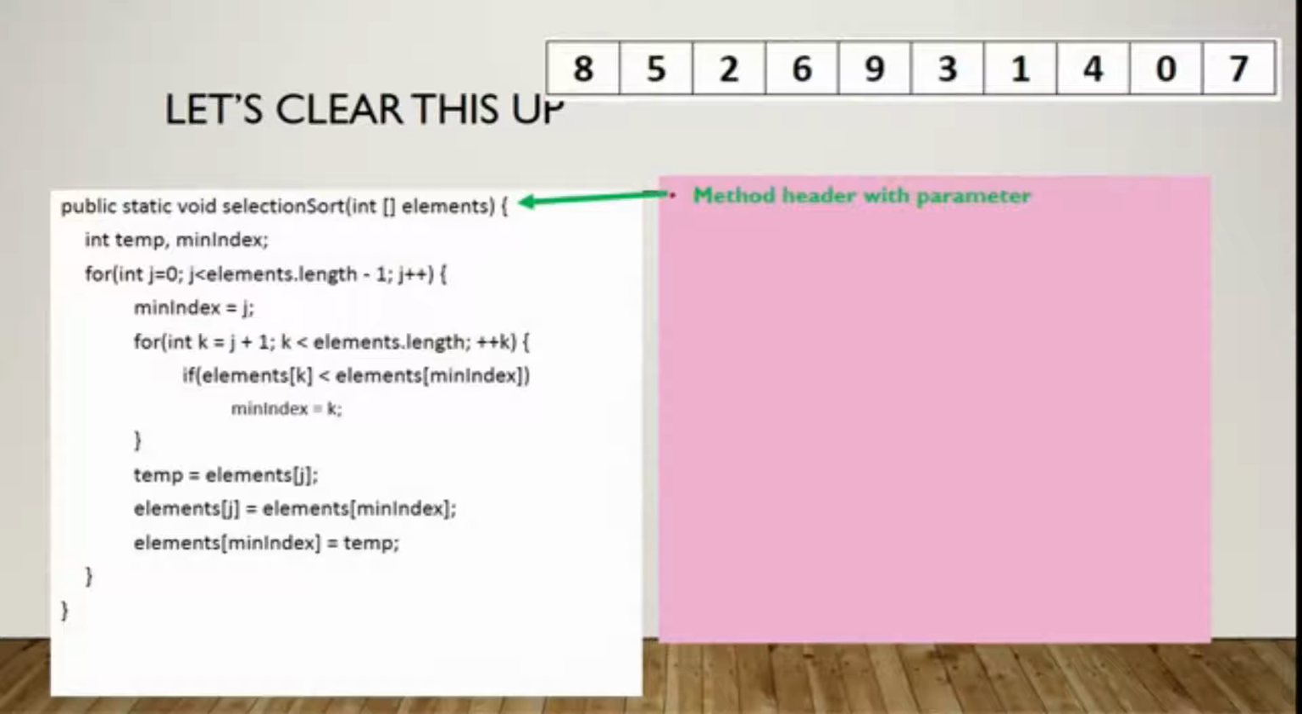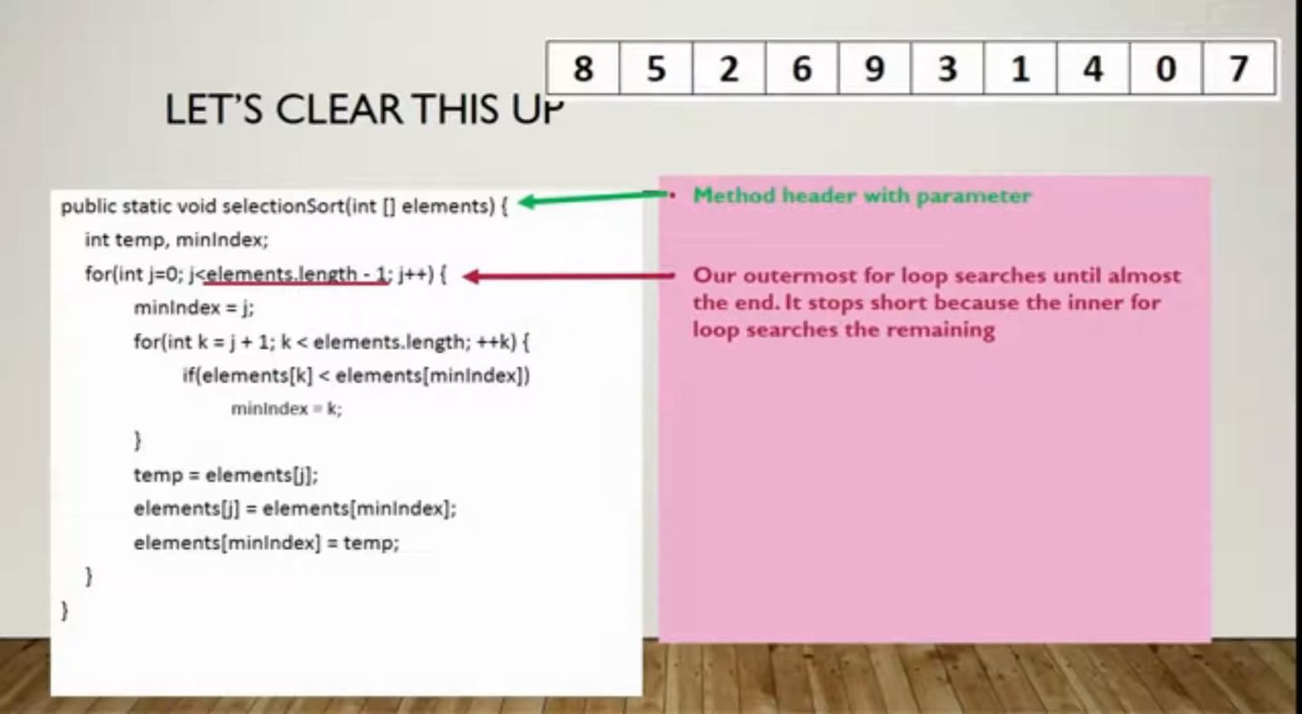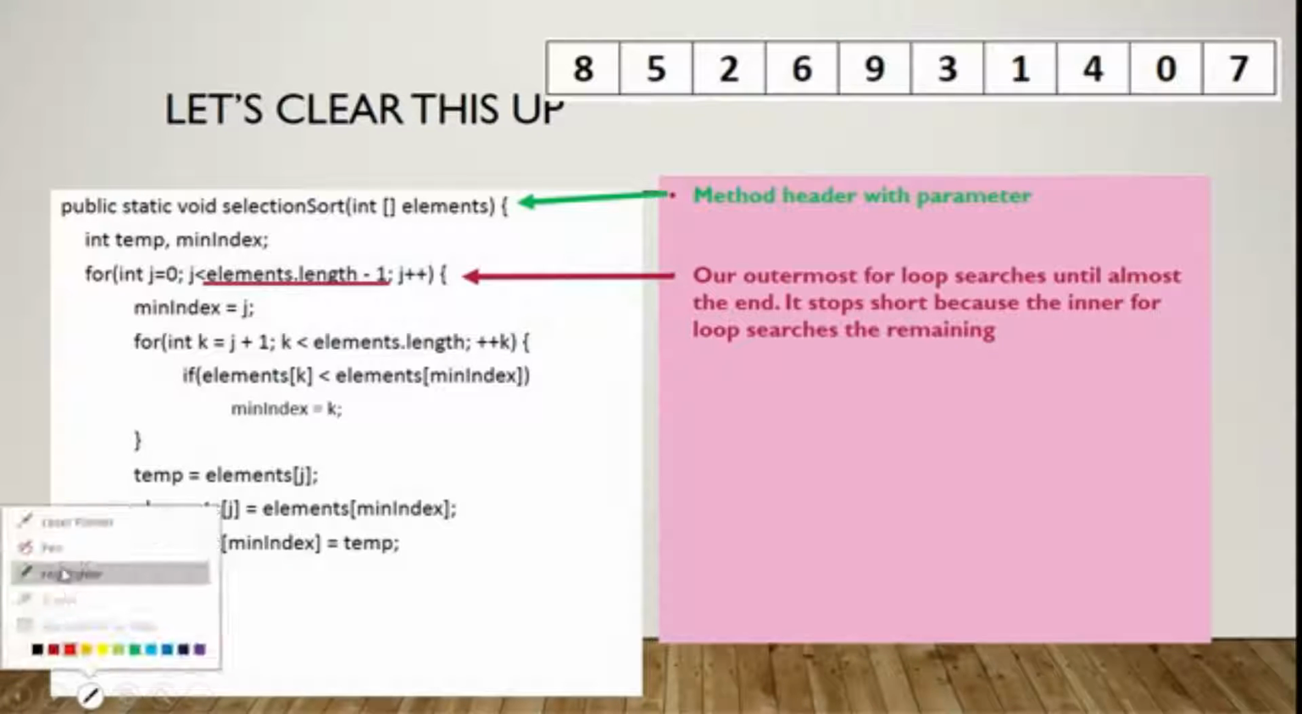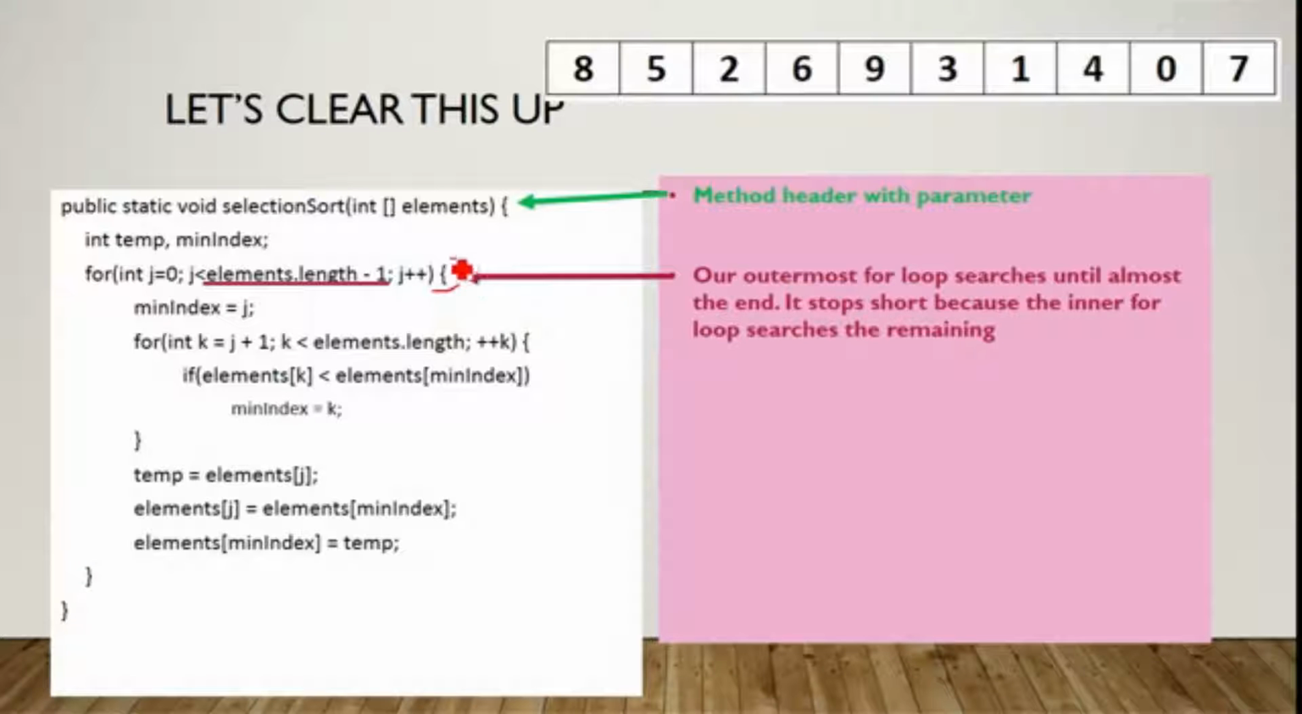Firstly, that's your method header with parameter, which you already know, or shouldn't. So there are a few parts to this program. First one is to have this outermost, this big for loop. Notice, there's where that for loop starts, and there's where it ends. That's the outermost for loop. It goes from the beginning until almost the end. It stops at this last one.